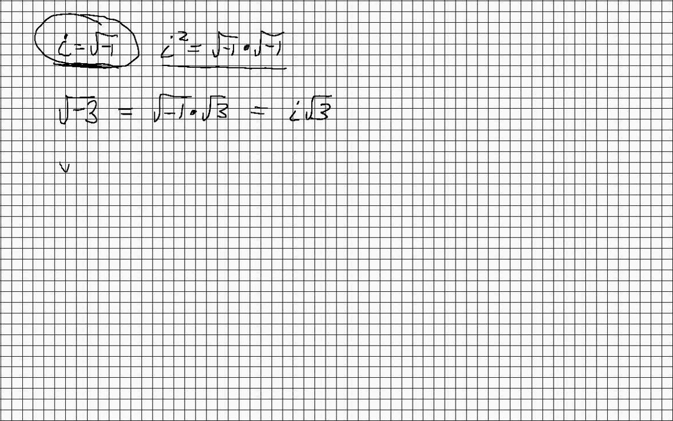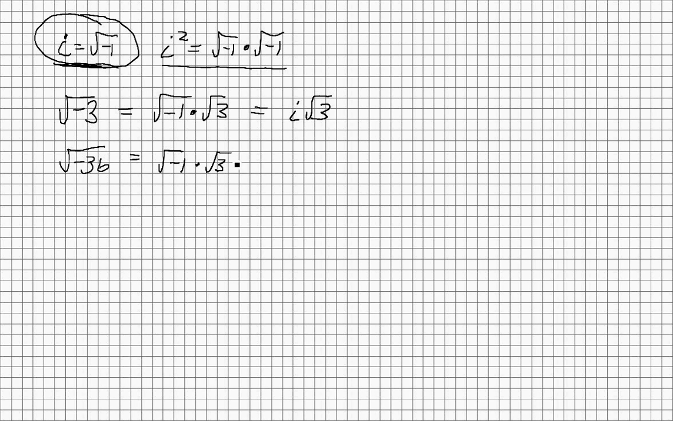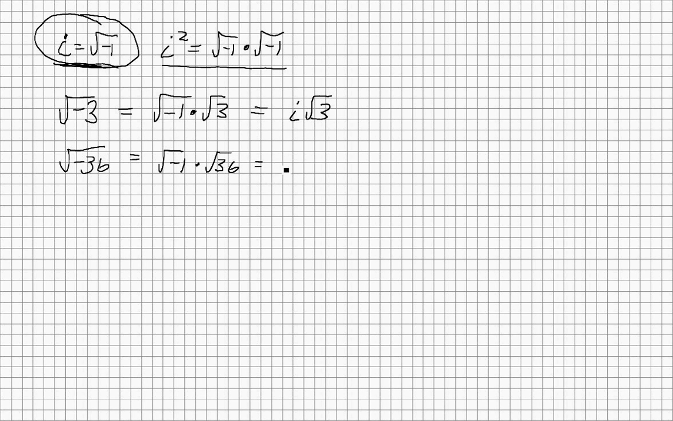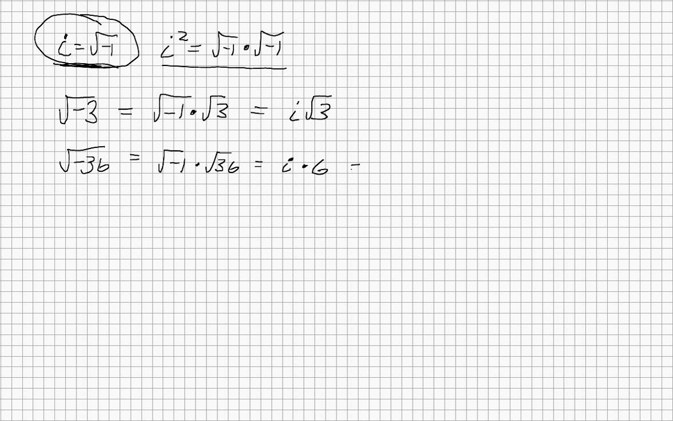Say for instance you have the square root of -36. Well, that just equals the square root of -1 times the square root of 36, which equals i times 6, or to rewrite it, 6i. And let's look at something a little more complicated.